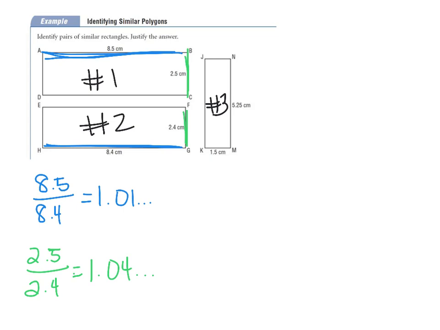So those ones are not in proportion. If they are in proportion, we should get the exact same answers for both of these fractions. But we don't. So rectangle 1 and 2 are not in proportion. So they are not similar. So this was 1 and 2. Let's try out 2 and 3 now.